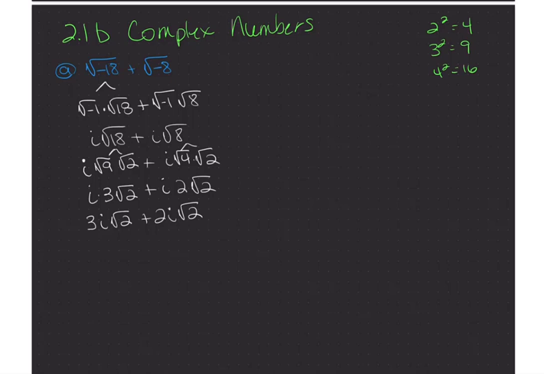So now our radicals are exactly the same. They're square root of 2's. So how many square root of 2's do I have in total? Well, this is telling me I have 3i square roots of 2, and this is telling me I have 2i square roots of 2. So I'm just going to add those together. 3i's and 2i's are going to give me 5i square root of 2. Not too bad.